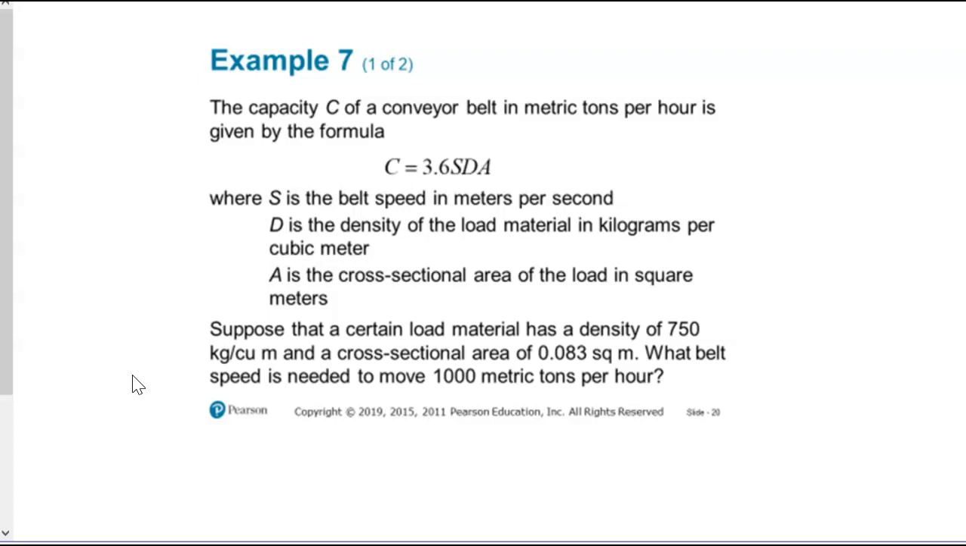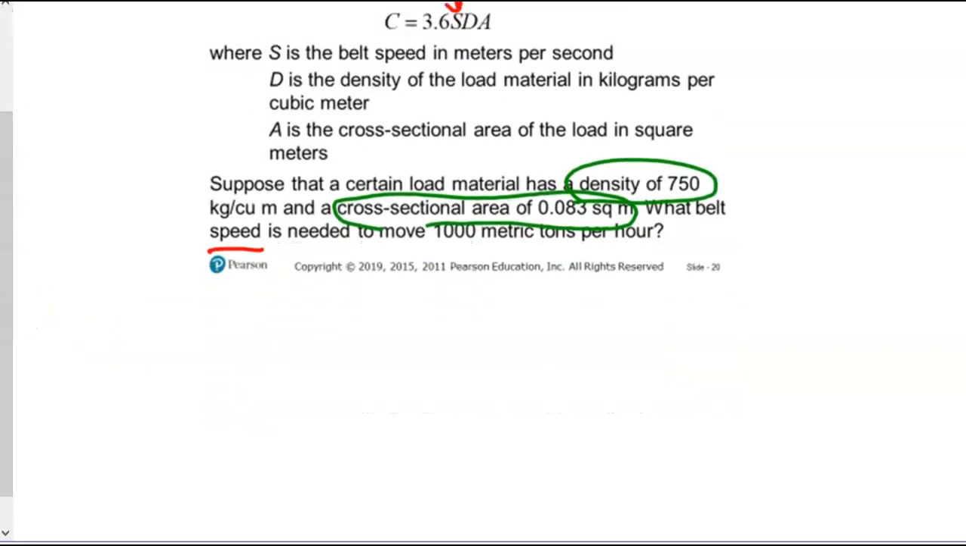So let's look at the problem and see what it is that we're given. We have a density of 750 kilograms per cubic meter. We have a cross-sectional area of 0.083 square meters. And the question is asking, what belt speed? So it's looking for speed. So this is the variable that we are looking for. So we're going to do this problem using the substitution method.